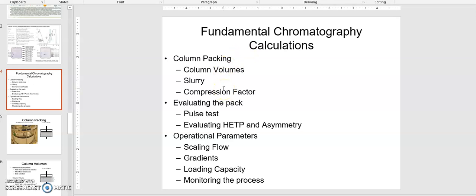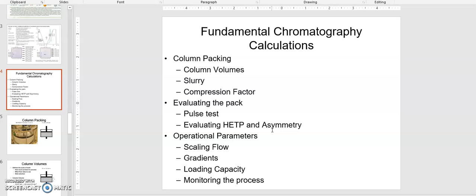Okay, and once it's all compressed and packed, then you need to evaluate how good your column is. You use a pulse test when you do that. We'll talk about that. When you do the pulse test, you have to understand how you calculate the HETP value, and then the column's asymmetry will also be evaluated. So there are 2 column packing validation methods. One is to calculate the HETP value, and the second is by looking at the peak symmetry or asymmetry, you understand how well packed your column is.